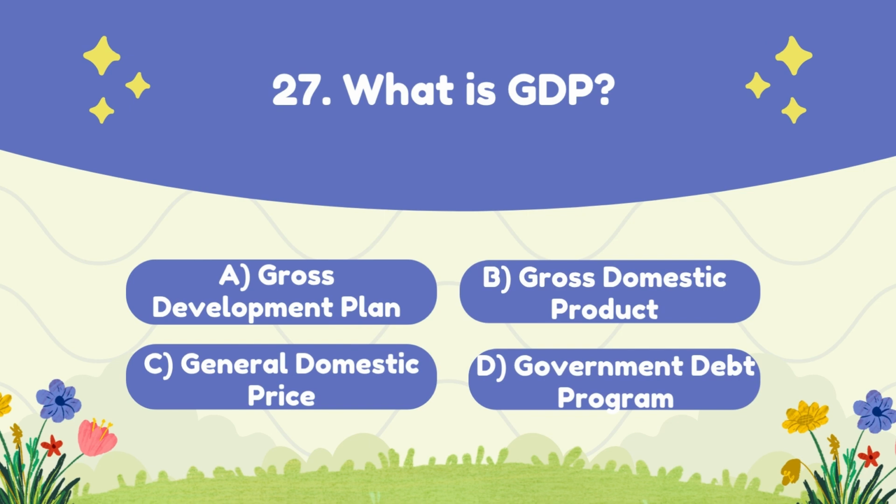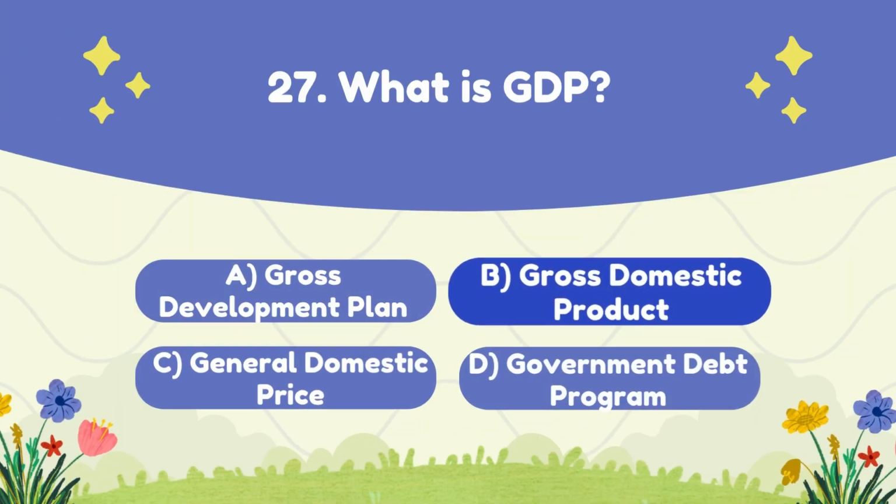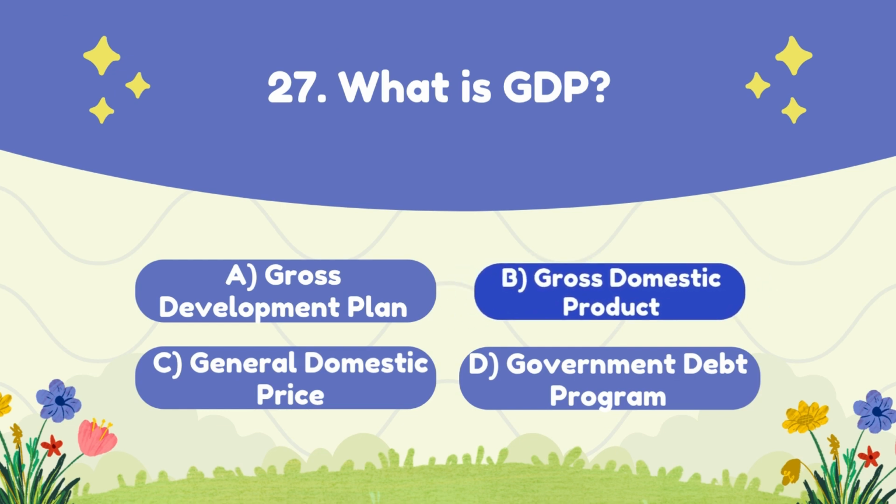What is GDP? A. Gross Development Plan. B. Gross Domestic Product. C. General Domestic Price. D. Government Debt Program. The answer is Gross Domestic Product. Total value of goods and services in a year.